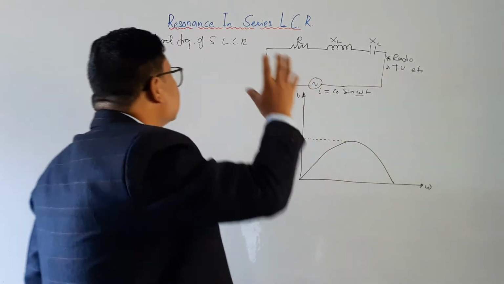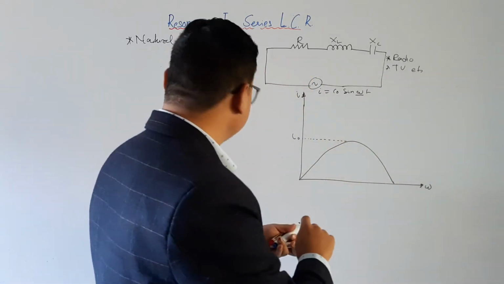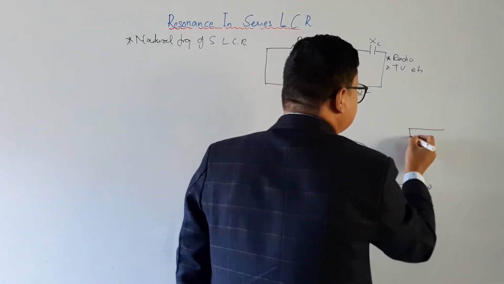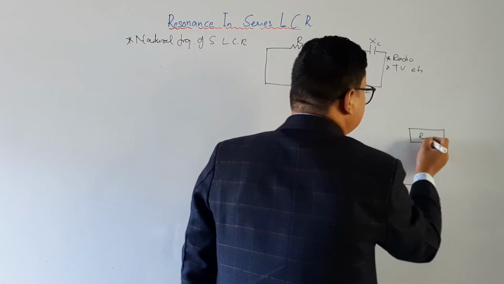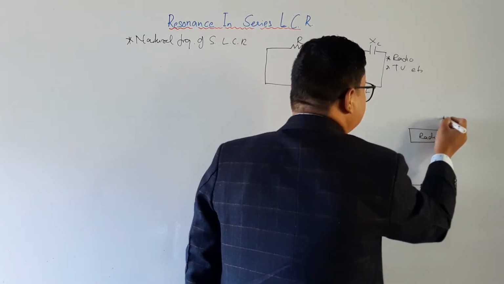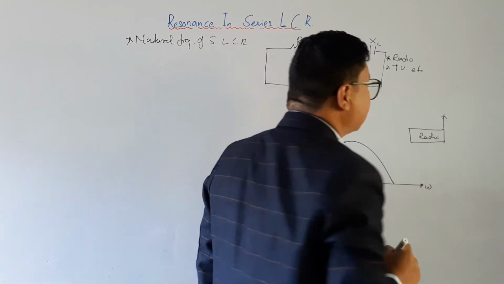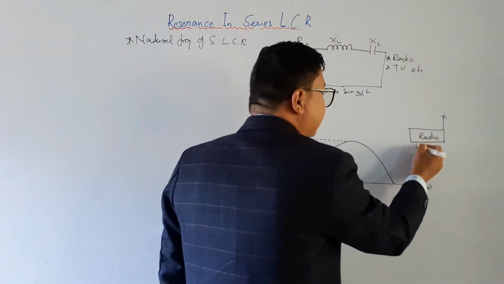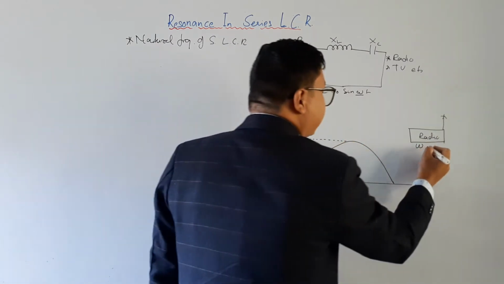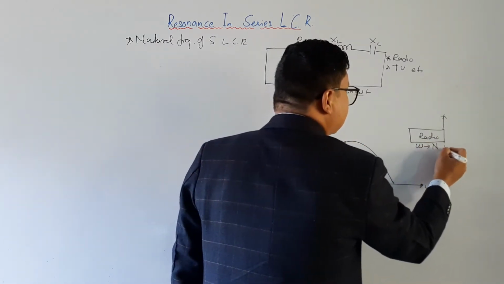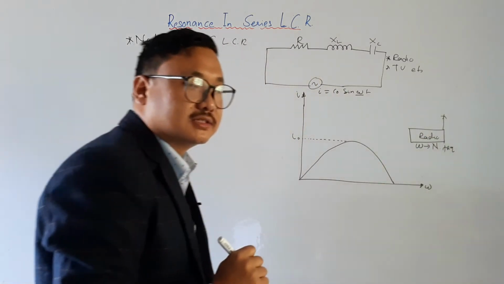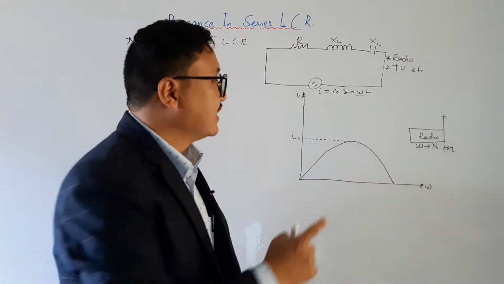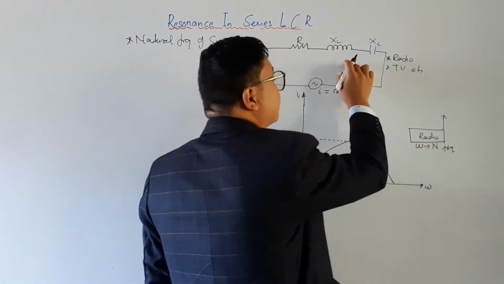So let us now understand resonance. For example, if I take a radio, this is my radio set. A radio has an antenna here. There is oscillation of the current with its own frequency, which is called the natural frequency, the current which is oscillating in this radio. And the radio has a series LCR.